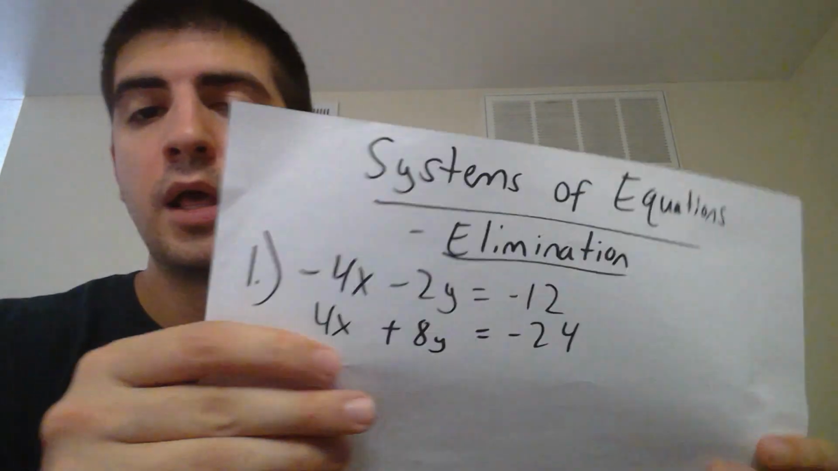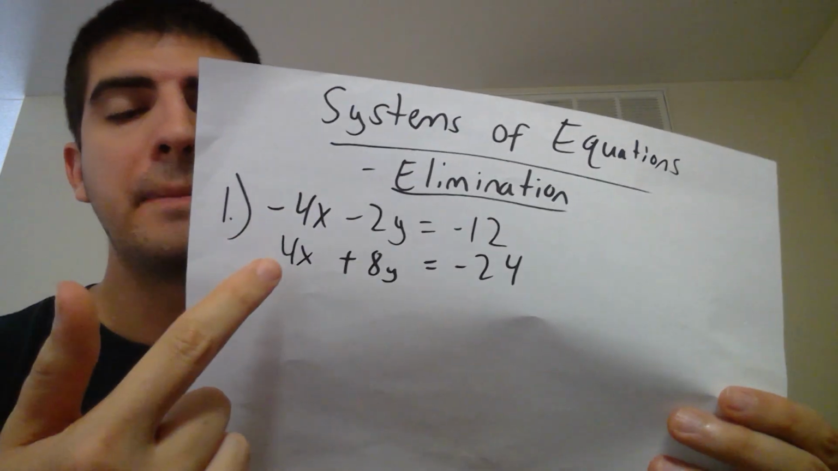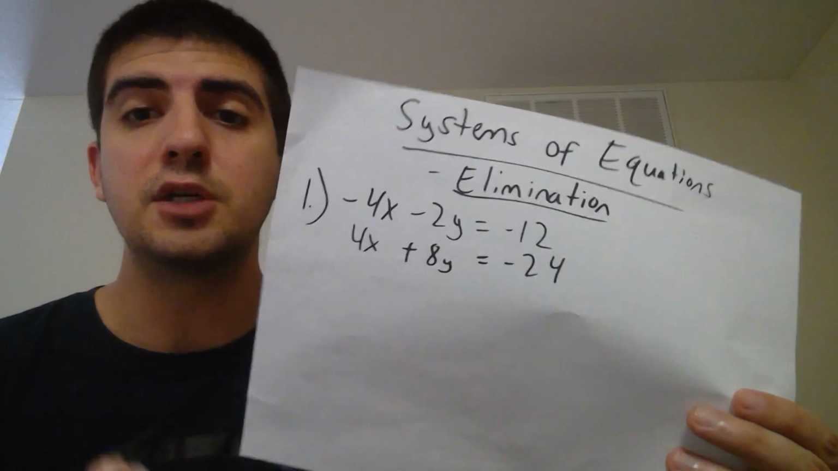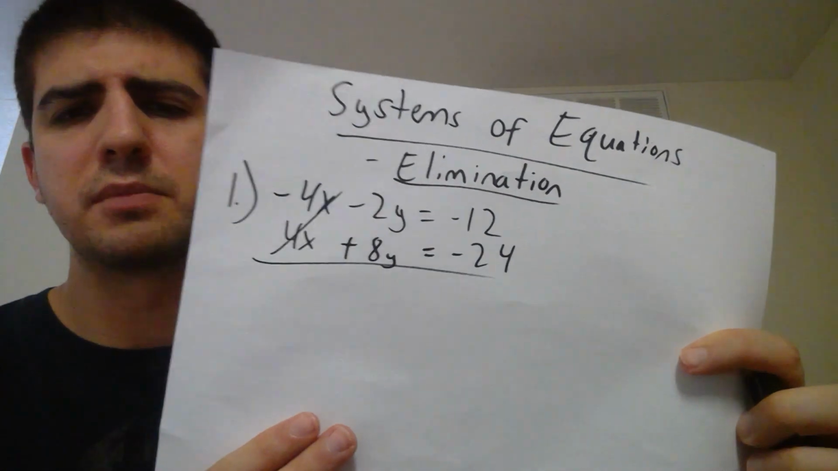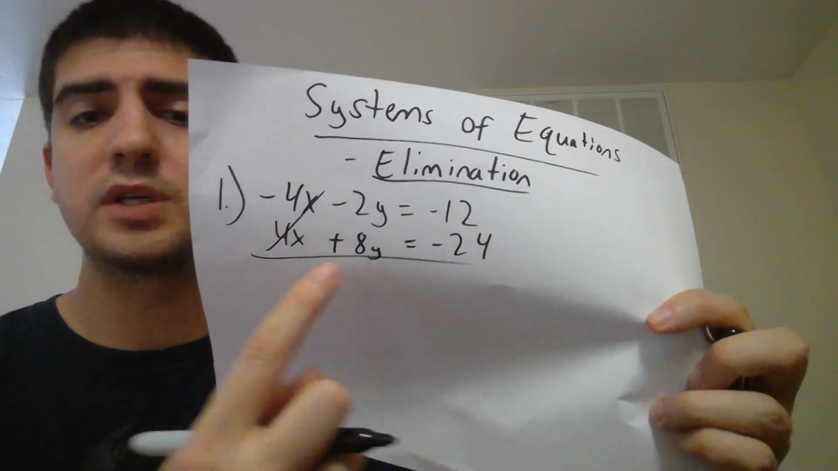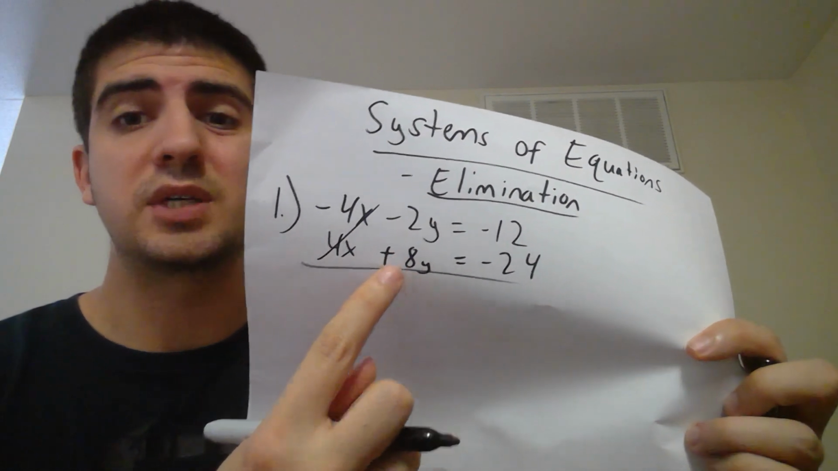So let's do that. Let's combine the equations. I'm going to just combine them. What's -4 plus 4? What's -4x plus 4x? 0x. The x is canceled. And I'm not even going to write 0x. They're just completely canceled. Okay. What's -2y plus 8y? We're just combining the equations. Well, -2 plus 8 is +6. We're going to say 6y.